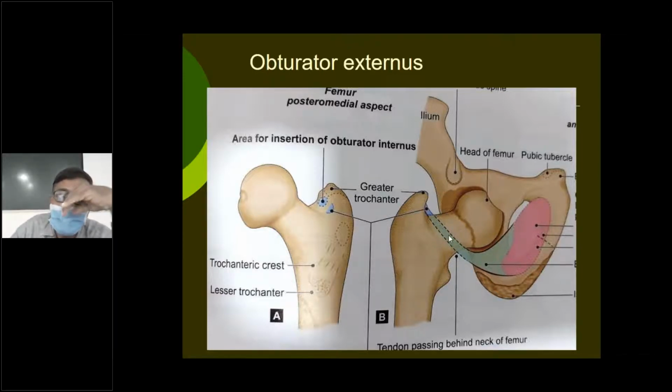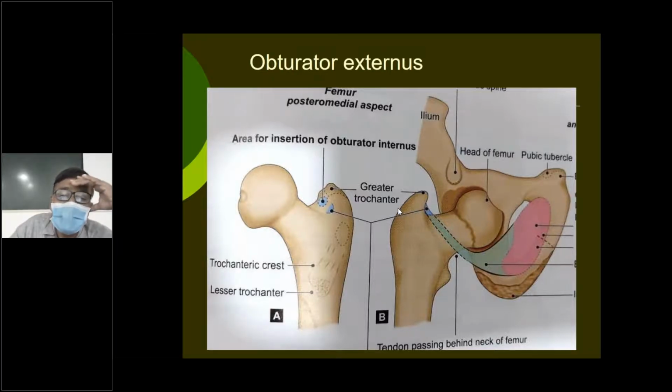The dotted line shows behind. So it arises in front, but it is passing behind the neck. So thus it slightly spirals or winds around the neck, you can say. So the tendon passes superolaterally. It's quite confusing actually. So the fibers pass inferolaterally to begin with, and then superolaterally behind the neck of the femur, to get inserted to the greater trochanter again.